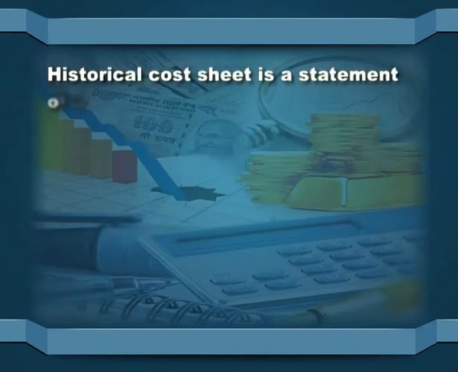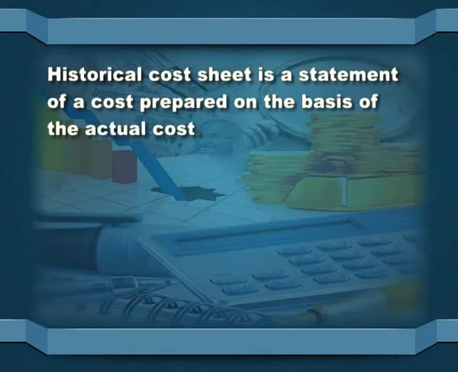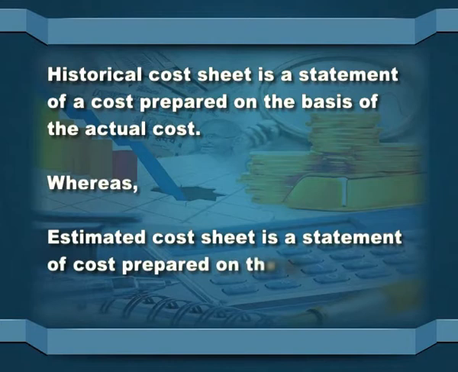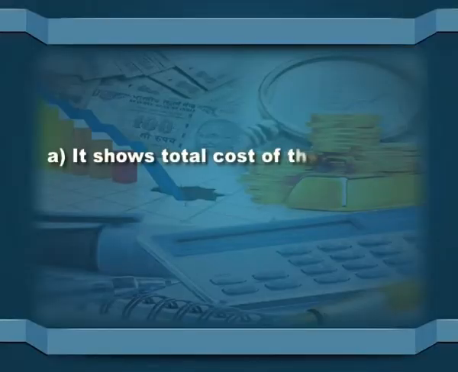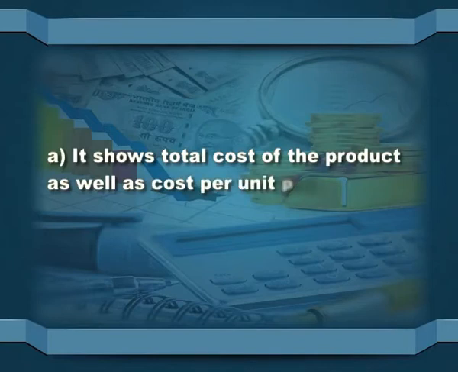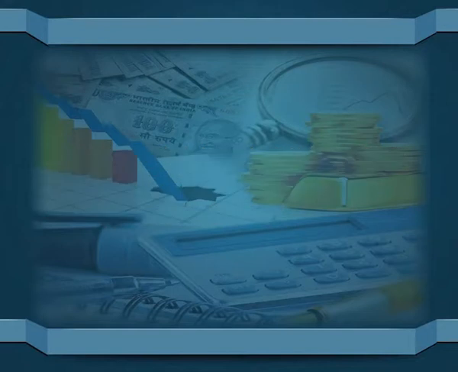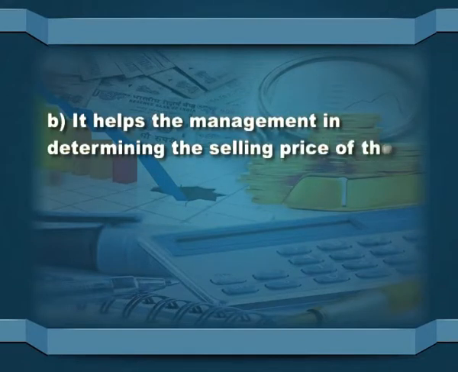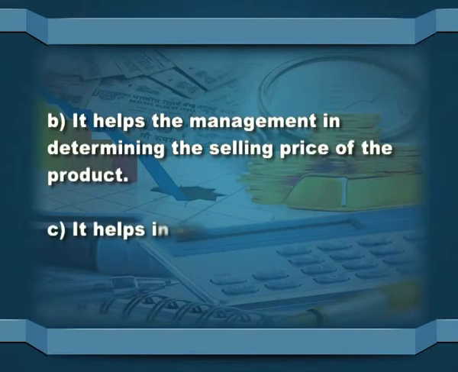Historical cost sheet is a statement of cost prepared on the basis of the actual cost, whereas estimated cost sheet is a statement of cost prepared on the basis of estimates. The main benefits of cost sheet are: A. It shows the total cost of the product as well as the cost per unit produced during the given period. B. It helps the management in determining the selling price of the product. And C. It helps in cost control.